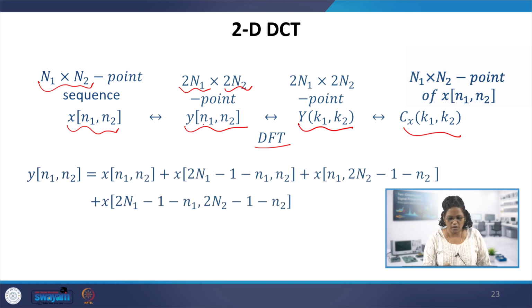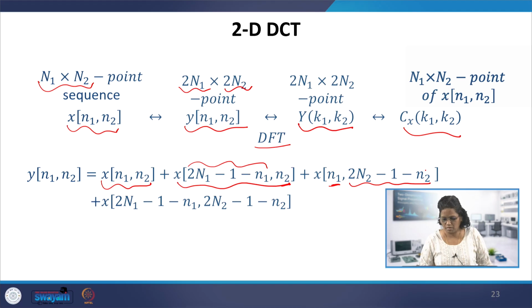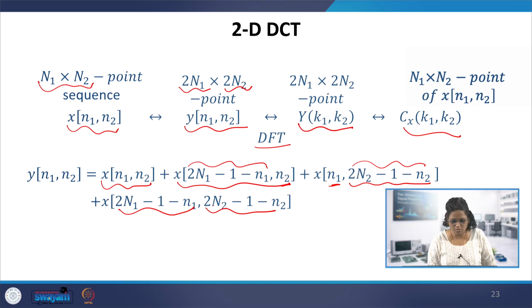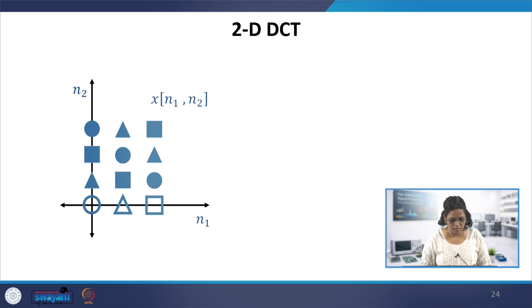So now how do we get y of n1 comma n2? In a similar way to what we had done. So x of n1 comma n2, that is retaining the n1 cross n2 samples, and then in the n1 direction take the mirror image, that is 2n1 minus 1 minus n1. So this is representing the mirror image in the n1 direction, and n2 is kept as such. Then n1 is kept as such, and in the n2 direction we take the mirror image, 2n2 minus 1 minus n2. And in both the directions, 2n1 minus 1 minus n1 comma 2n2 minus 1 minus n2. So this is how we get y of n1 comma n2, which is four pieces of x of n1 comma n2 joined together.